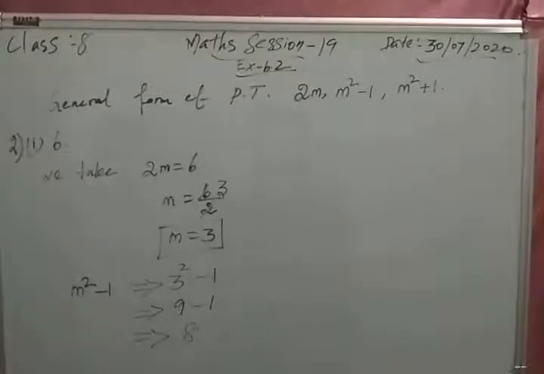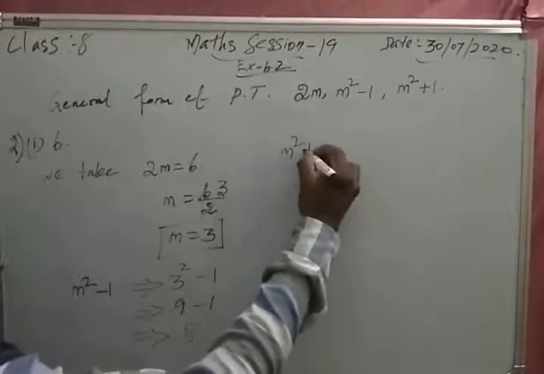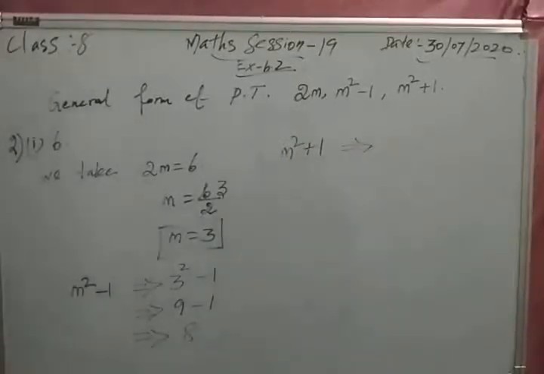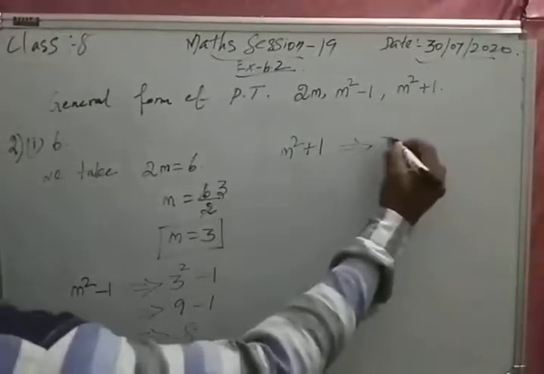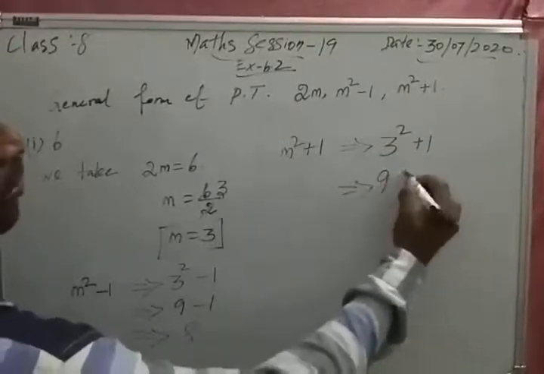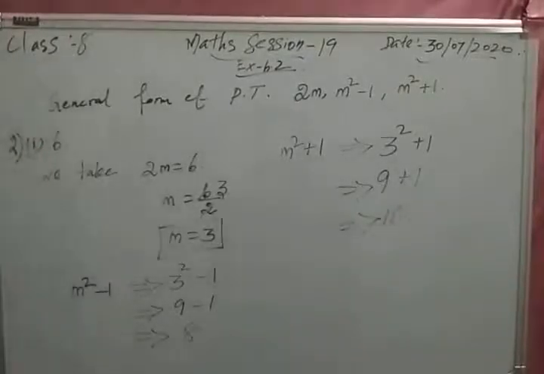So the first term we have taken, 2m, is equal to 6. The second term, m squared minus 1, is equal to 8. Next, let us take the third term, m squared plus 1. Here also we have to substitute the value, that is m is 3. 3 squared plus 1, that is 9 plus 1, which is equal to 10. Understood?